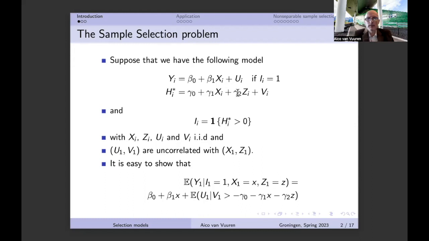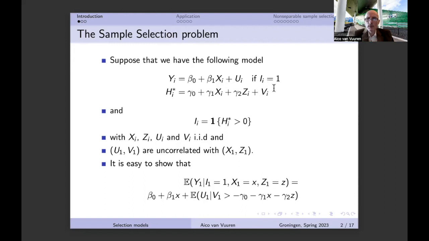But what does this mean? Well, this means that people generally are going to be observed if their wages are relatively high. That is of course related to the observed characteristics. This is probably also the reason why we usually see that individuals with high levels of education are more likely to work than individuals with low levels of education.